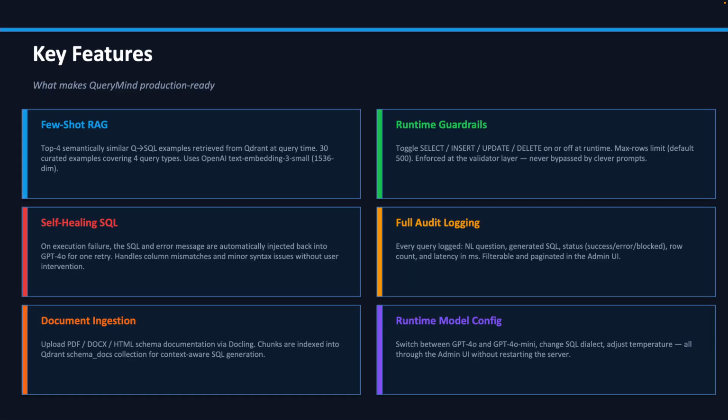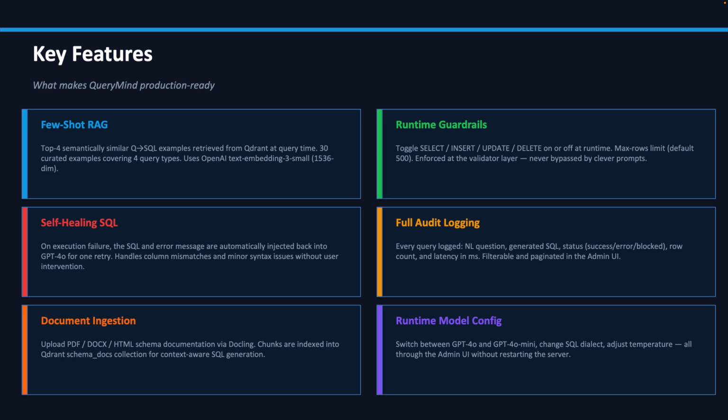Next are the key features. Six features make QueryMind production ready. Few-shot RAG. Instead of fine-tuning, it retrieves semantically similar past examples at query time. 30 query examples across the 4 different query types are stored in Qdrant and retrieved by cosine similarity. This dramatically improves the SQL accuracy.